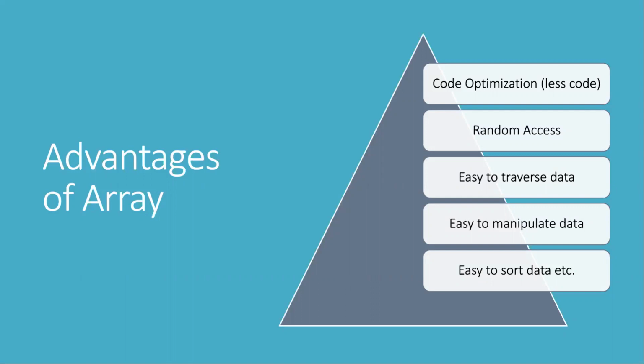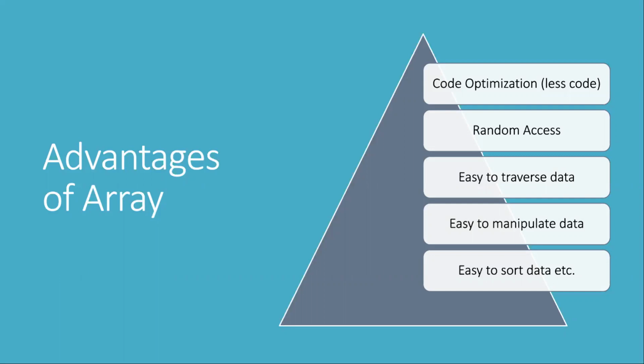Easy to traverse the data. Whenever we are using the array for traversing data, we are required to use a loop, either while or for loop. In most cases, generally we use a for loop for traversing the data over an array. Manipulation of data is very easy in an array, and also for sorting the data, etc. So these are some of the advantages of array that have been listed.